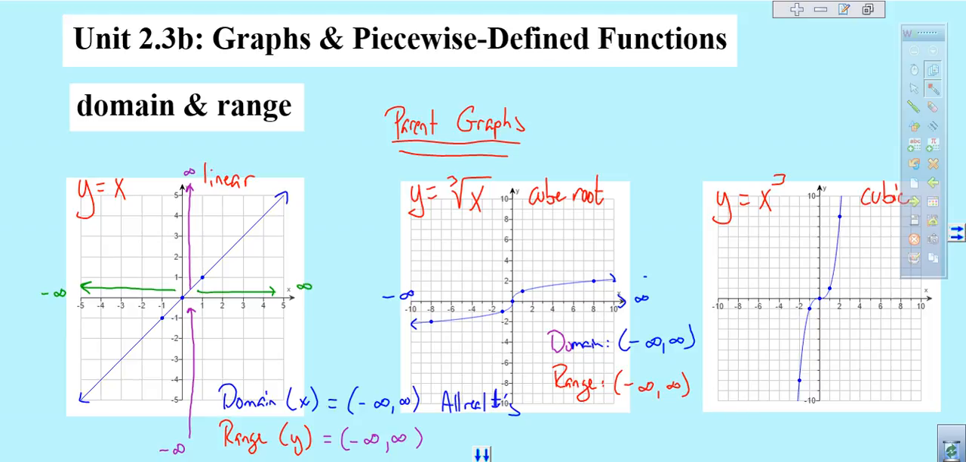Same thing with this cube root function right here, or the cubic function, excuse me. My domain, same deal, negative infinity to positive infinity. And my range, in this case, same deal, negative infinity to positive infinity, because this arrow points down forever, and that arrow points up forever. So just like the domain and the range on the others, there's no limits on what's going on.